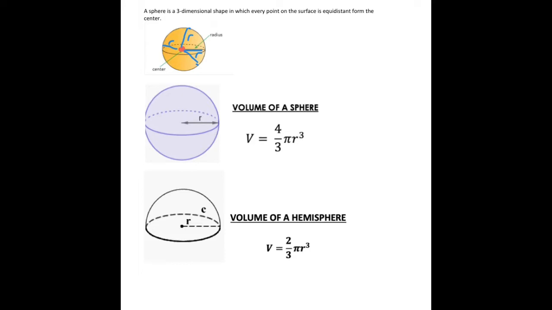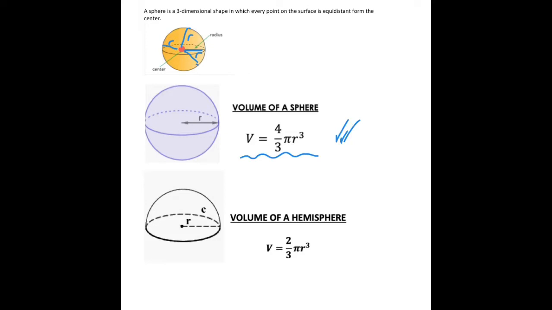Okay? So the formula for the volume of a sphere is 4/3 times pi times the radius cubed. And tomorrow I have a really cool video explaining a really cool discovery, showing you why that is. So volume of a sphere.